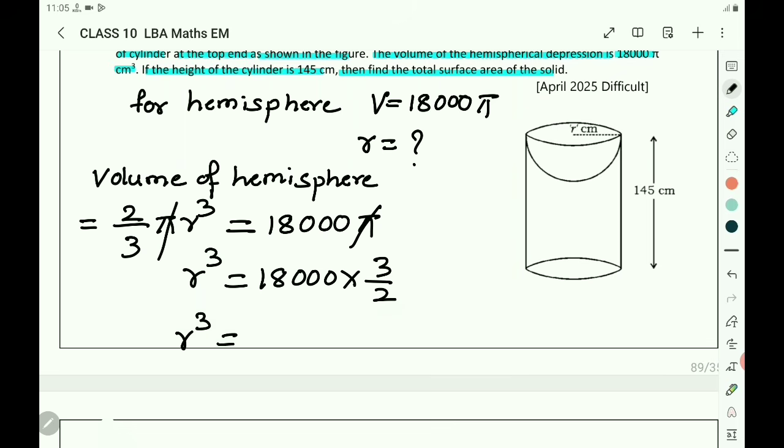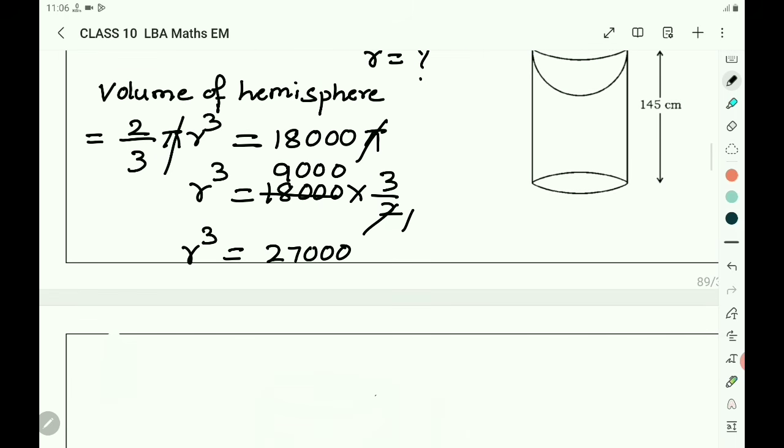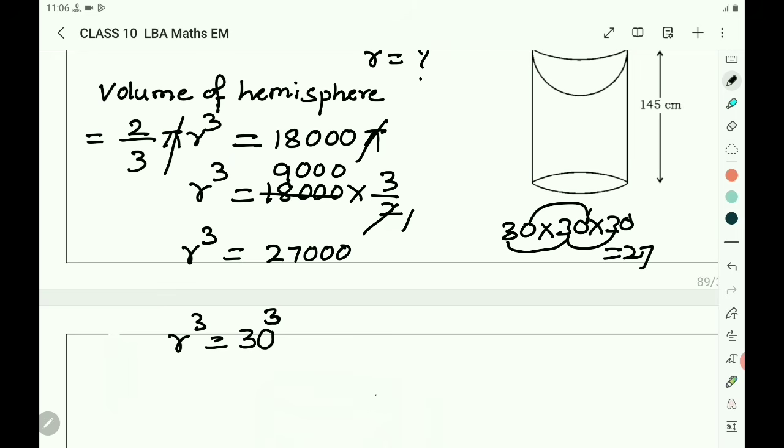Now r cube equals 2 ones are 2, 2 nines are 18, take 3 zeros. Then 9 threes are 27. 1 2 3 zeros. You got r cube equals 27,000. 27 is a cube of 3 and 3 zeros are there. So 27,000 is a cube of 30. You know that 30 into 30 into 30 is equals to 3 3s are 9, 9 3s are 27 and 1 2 3 zeros.